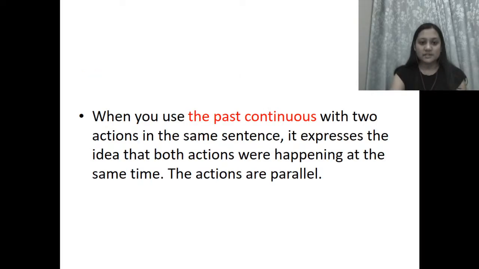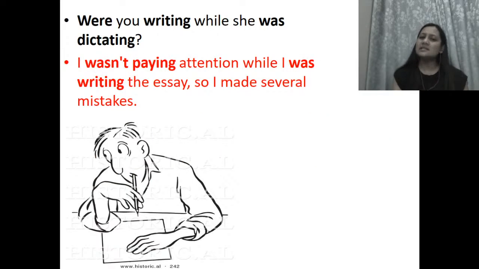All right, with parallel action. So when you use the past continuous with two actions in the same sentence, it expresses the idea that both actions were happening at the same time. The actions are parallel. So let's just say कोई भी दो activities हो रही है और वो दोनों ही they are acting parallel. एक ही time पे two activities are taking place. Okay. Simple example. Were you writing when she was dictating? Right? It's a very simple and clear example that were you writing while she was dictating? So two things were happening parallelly, right?